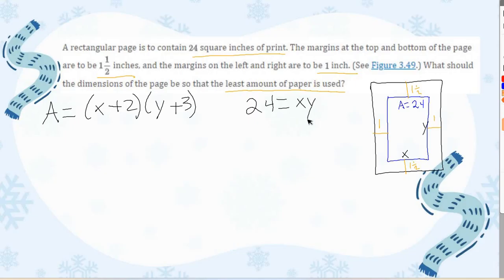x times y. Yes? So we can use that as our secondary equation to solve for one of our variables. In this case, it does not matter which one you solve for. Which one do we want to solve for? X. Sure. So we get x equals 24 over y. So then we're going to take that and substitute it in for our x over here.